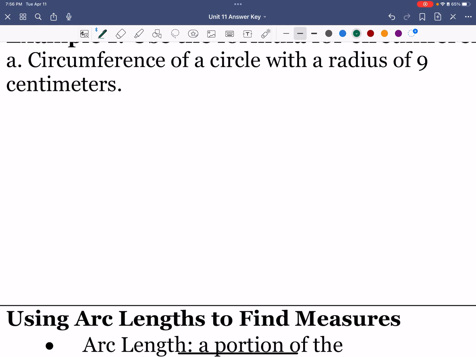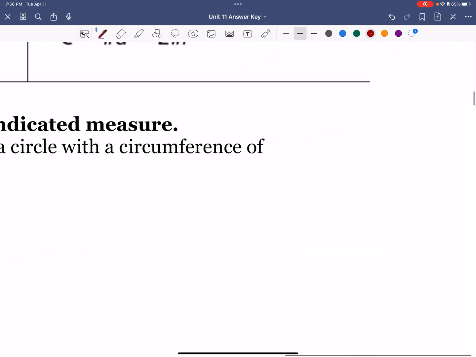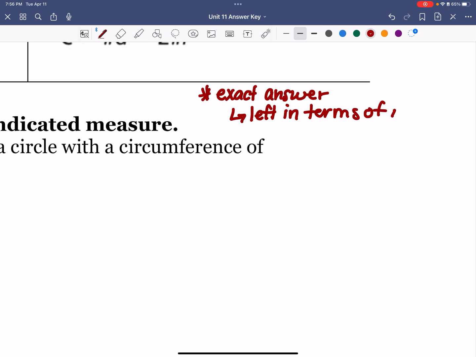I'm going to go ahead and use that second one. So C equals 2 pi r. I know my r is going to be 9, so I'm going to do C equals 2 pi times 9. Since I'm going to leave it in terms of pi, I'm going to make a little note. If I want an exact answer, I want it to be left in terms of pi. And what that simply means is I will not have a decimal unless the decimal is connected to the pi. So I'm not going to solve out fully.